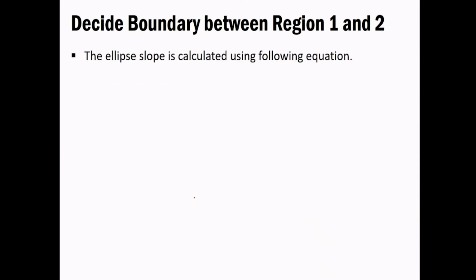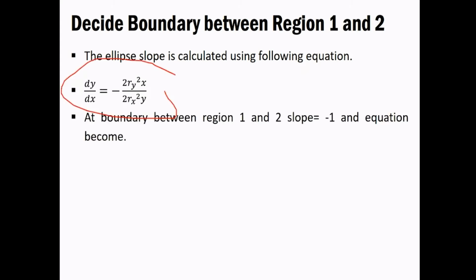Next thing is to decide the boundary between region 1 and region 2. How can we decide this? We have dy upon dx, that is the slope, equal to -2 ry square x upon 2 rx square y. If we are working with the actual real values, then we need some equations to check this. So in our case, at the boundary, the slope equals -1.